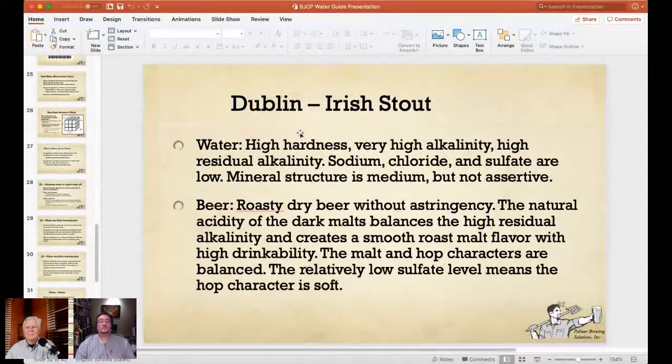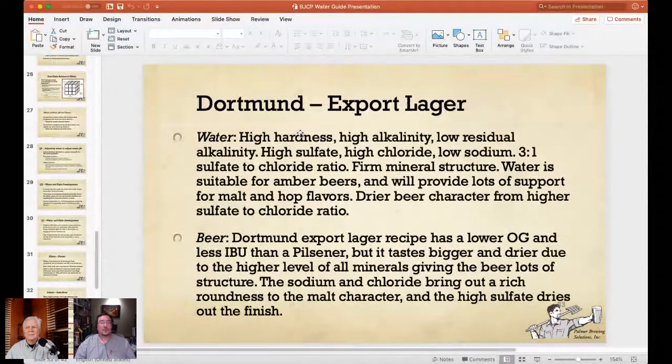Dortmunder export lager. The water has high hardness, high alkalinity, low residual alkalinity, high sulfate, high chloride, low sodium. So 3:1 sulfate to chloride ratio, firm mineral structure. Water as is suitable for amber beers. You get good mash pH with an amber malt grain bill. And the water provides lots of support for those malt and hop flavors.